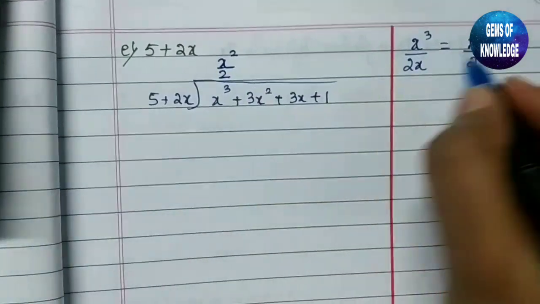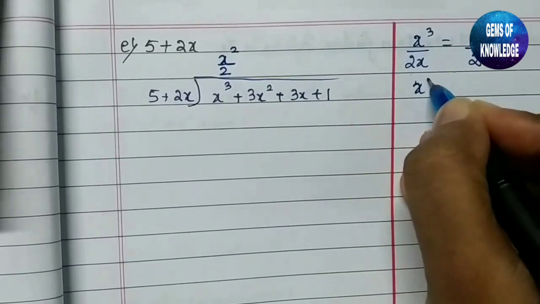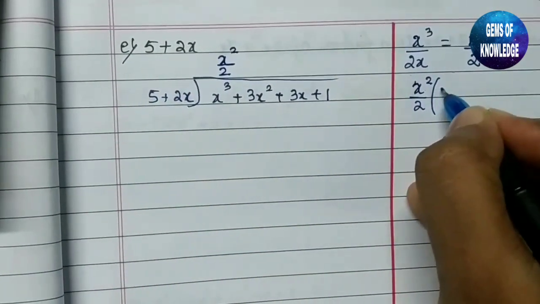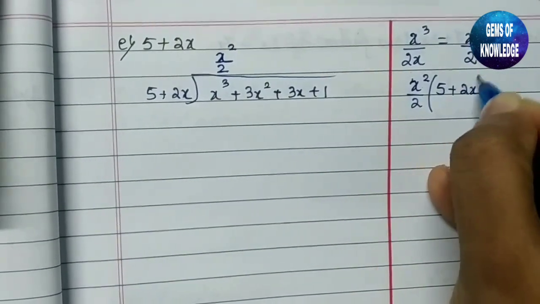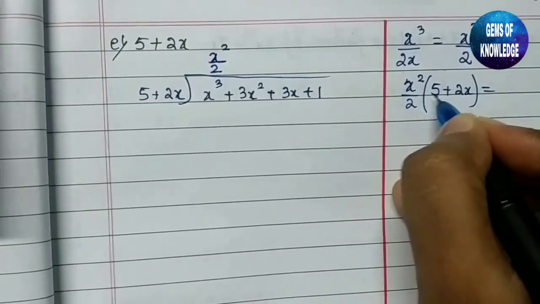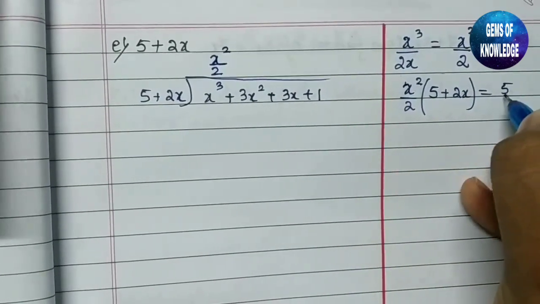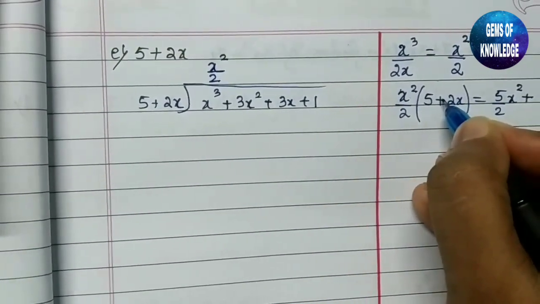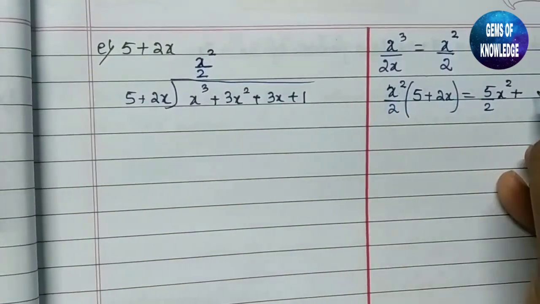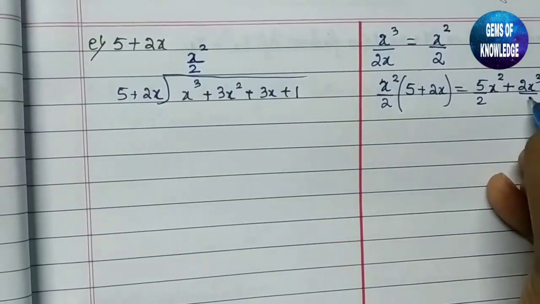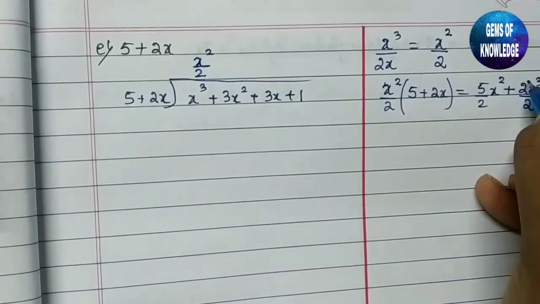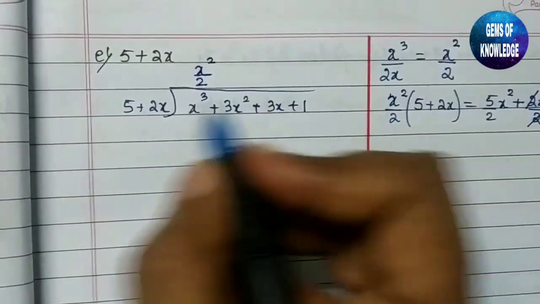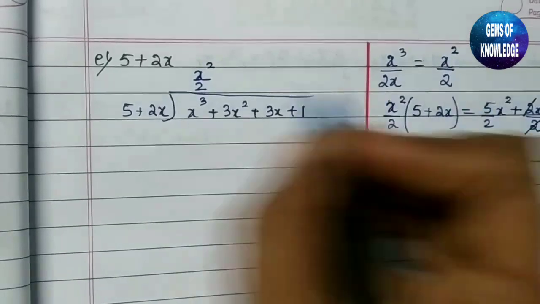Okay, so that first term we are going to write it here, that is x square by 2. Now this x square by 2 must be multiplied with this whole term, that is 5 plus 2x. So we are getting 5 into x square, we are getting 5 by 2, x square will be as it is, plus this is plus x square into 2x is 2x cube divided by 2 again. So you can see here this 2 and this 2 we can cancel, we are left with x cube. So the cube one we will write below this cube.